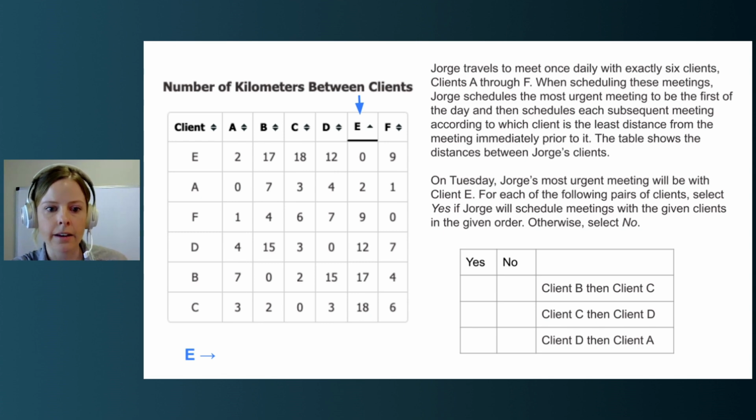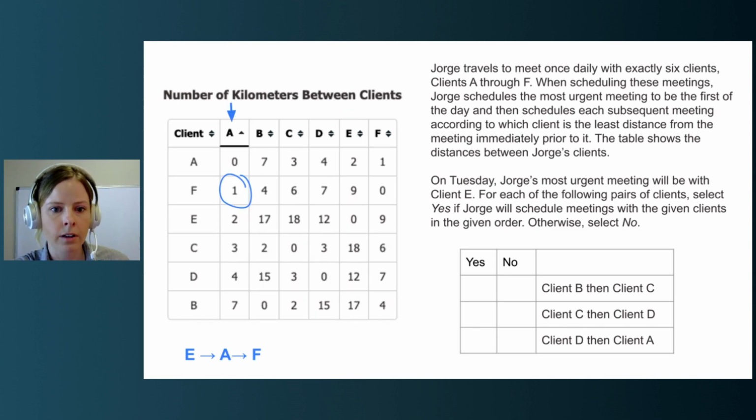Now he's at A, so let's sort by A and see who is closest. Well, he has not yet visited F. F is only 1 kilometer away. So he would go from E to A and then to F. And we'll just rinse and repeat.